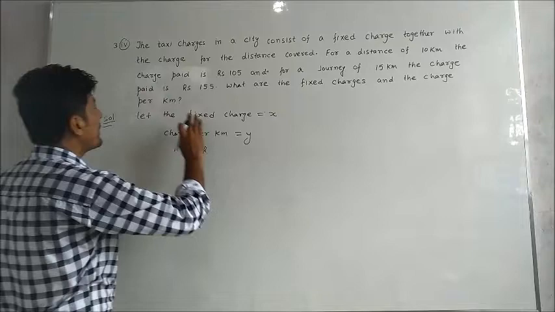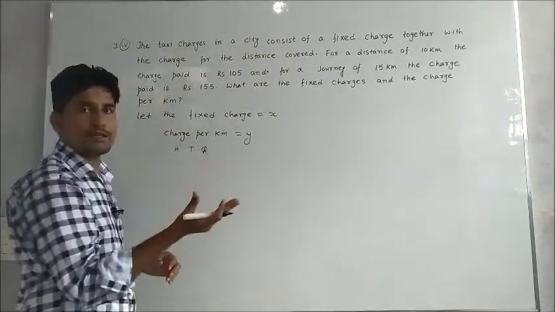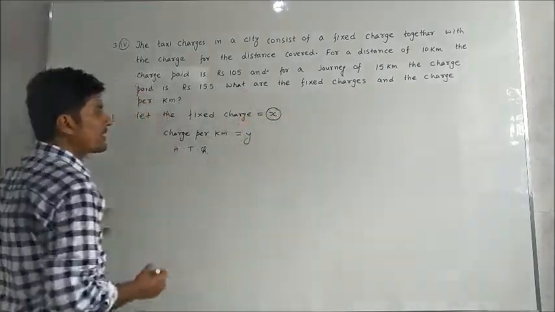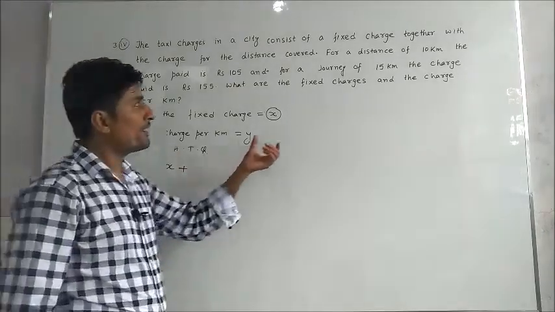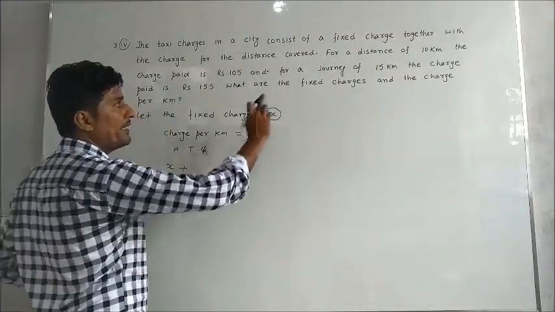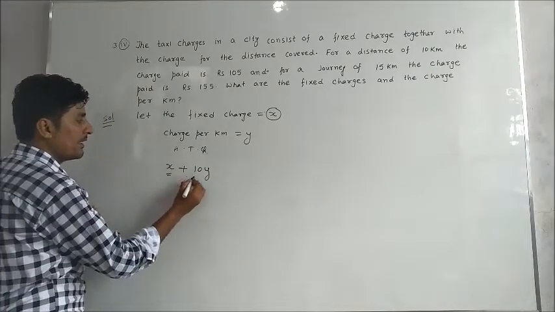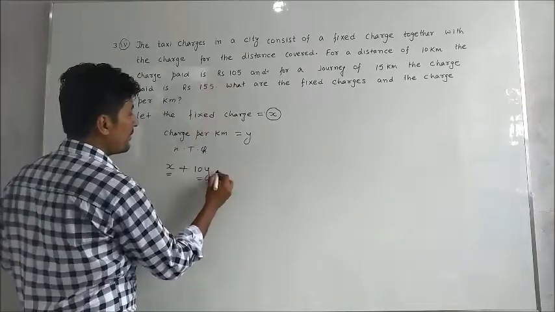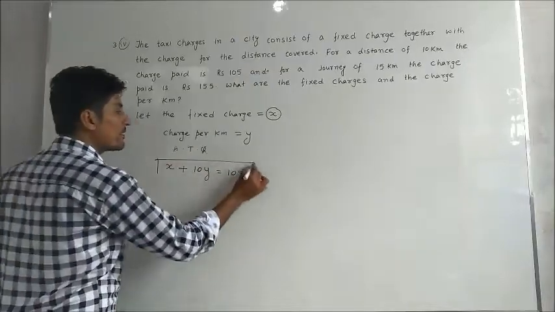for a distance of 10 km, the charge paid is rupees 105. So if a person is covering a distance of 10 km, then that person also has to pay the fixed charge. So first we write the fixed charge plus the cost of 10 kilometers. Since the cost per kilometer is rupees y, the cost of 10 kilometers will be 10y. Means fixed charge plus charge per kilometer. The total cost he has paid is rupees 105. So this is our very first equation.